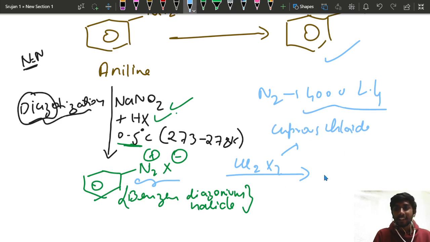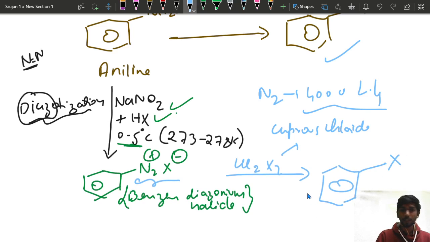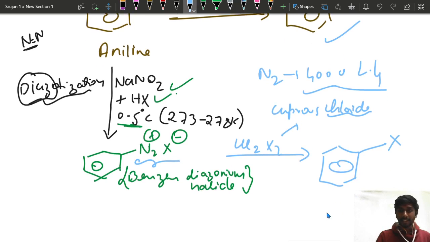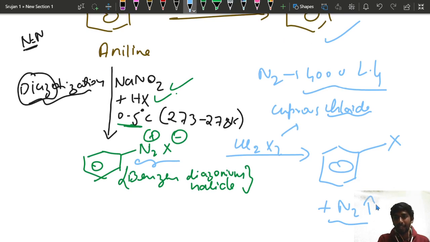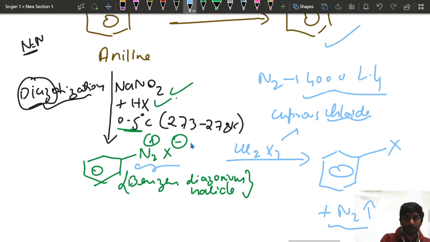So what are you getting? Directly you are getting chlorobenzene, or the X, with cuprous chloride or cuprous halide. You can take any halide. That gives halobenzenes directly, with N2 as a byproduct. N2 leaves as a gas. This is the reaction.